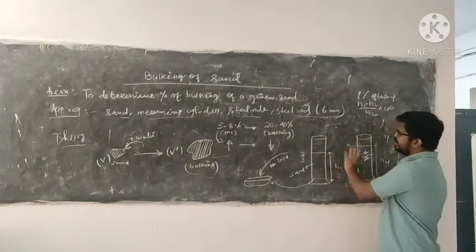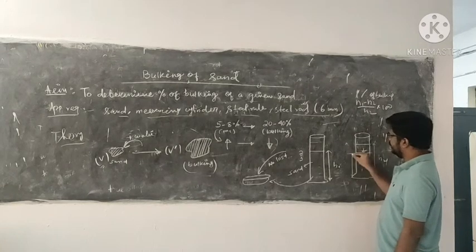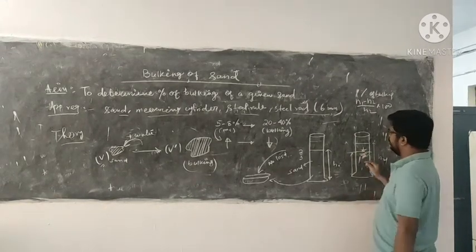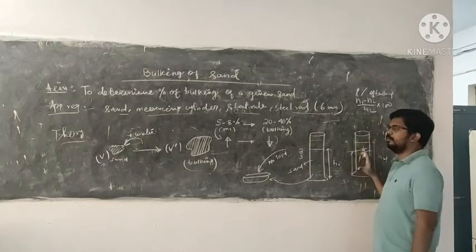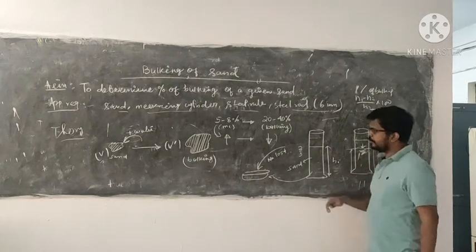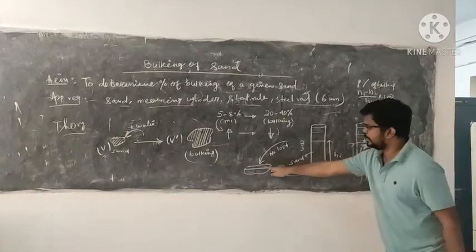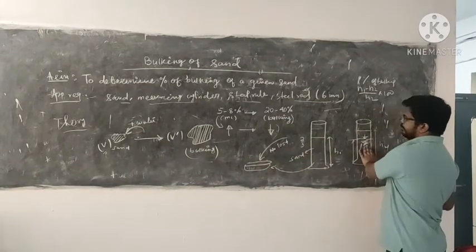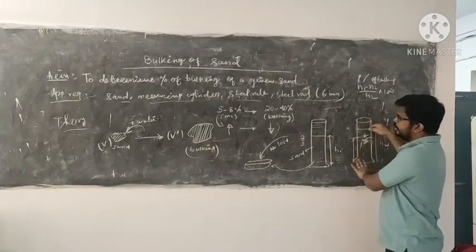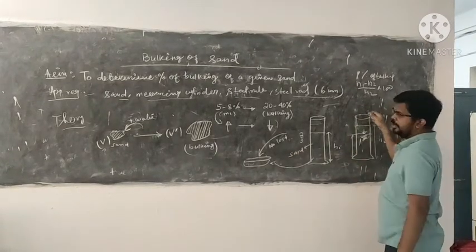We will fill this cylinder with water up to half of that height. If this is 100 ml, then we will fill up to 50. If it is 200, then 100. Up to half. Then from this sand sample, we will put half of the sand into this. We will rotate it. After that, we will put the other half portion into this cylinder and rotate it.